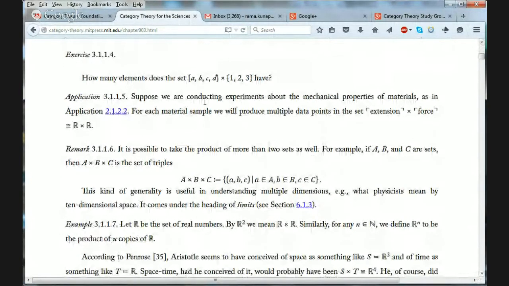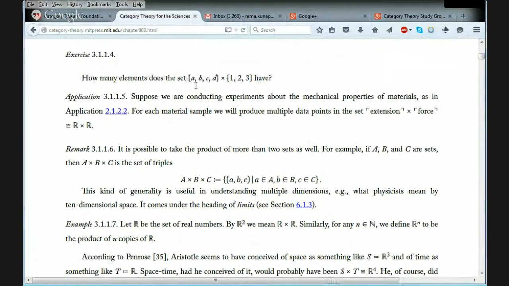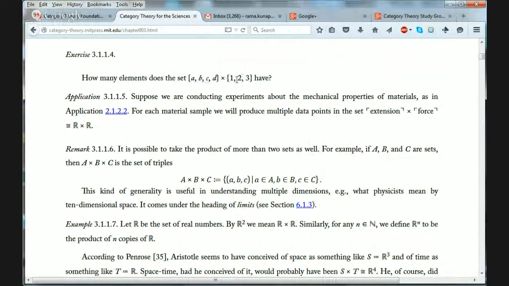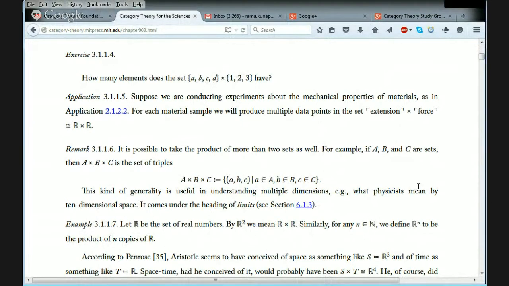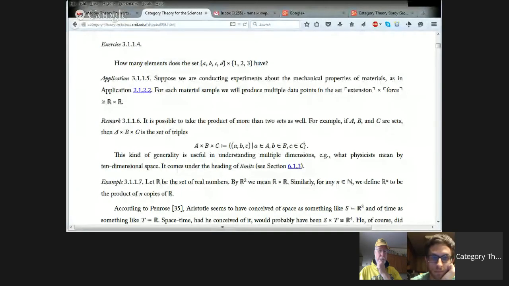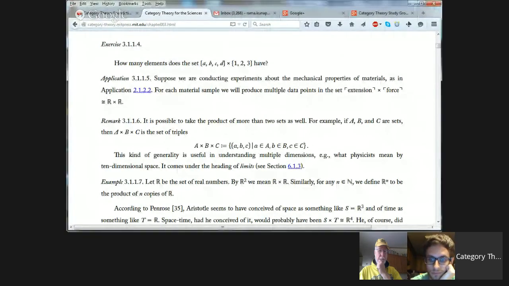And there's a very small example. The exercise asks how many elements does the set {A, B, C, D} cross {1, 2, 3} have? It's 4 times 3, 12. So it follows naturally. And whenever you take two cross products, you can also extend to 3, 4, and further. So if you take a cross product of three sets, it's called a triplet basically.